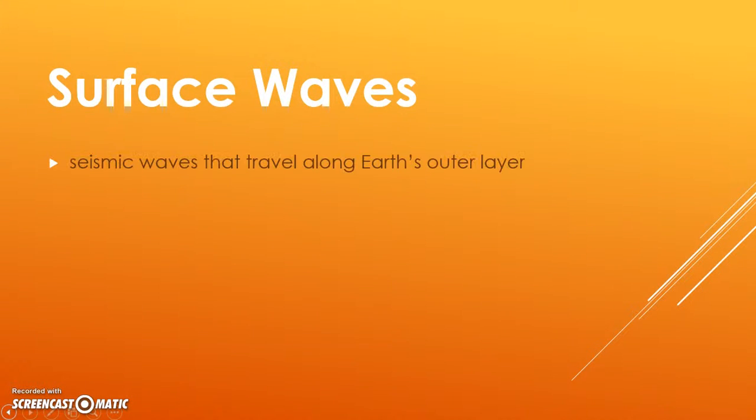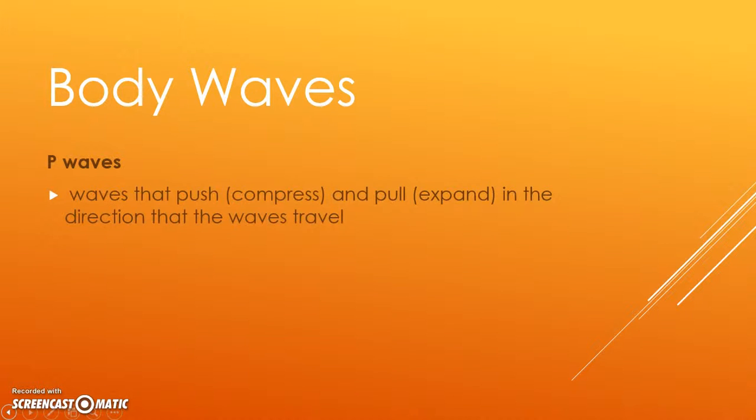So surface waves are the seismic waves that travel along Earth's very outer layer, along the surface of the Earth. And then we have body waves. These are the ones that go through the interior of the Earth. So we have P waves, those that push and pull, or compress and expand. P waves are actually longitudinal waves in the direction that waves travel. They can travel through solids, liquids, and gases.